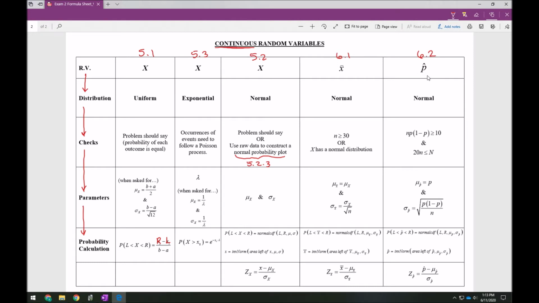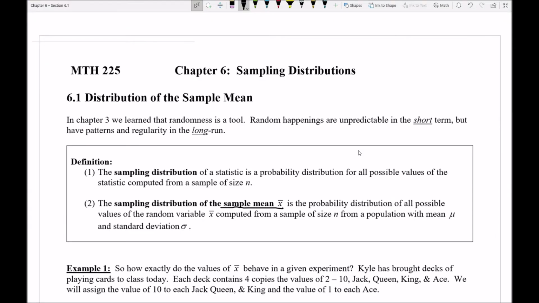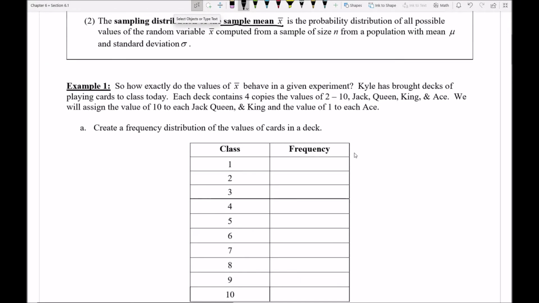To get a sense of what this fourth column is really all about, let's take a look at this opening example, example number 1. As I state here, how exactly do the values of x bar behave in a given experiment? You might be able to see very clearly that if I was going to grab averages, so let's consider the following scenario.